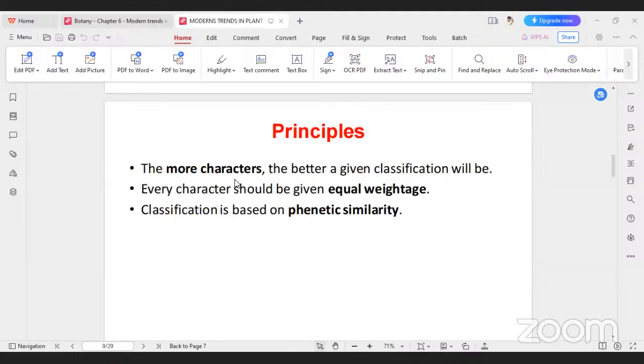Principles: the more characters, the better the given classification will be. Every character should be given an equal weightage. The classification is based on phenotypic similarities. Phenotypic similarity means morphological similarities.